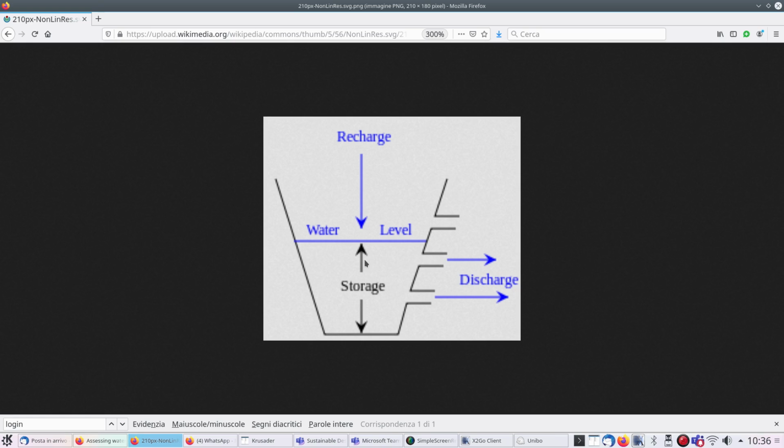Because thresholds are not part of linearity. Thresholds are part of nonlinear approaches. Also, you could put more than one discharge, like you can see here, which are activated at different levels of storage. These are all nonlinear additions. But actually, it is quite easy in a numerical script to include additional discharges or to fix thresholds.